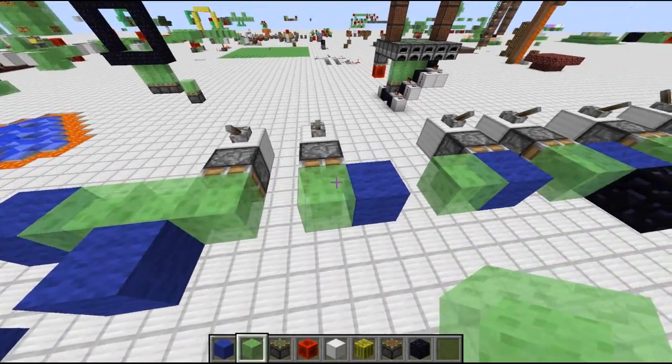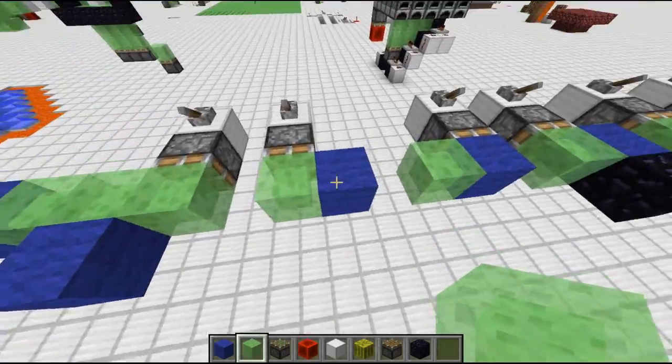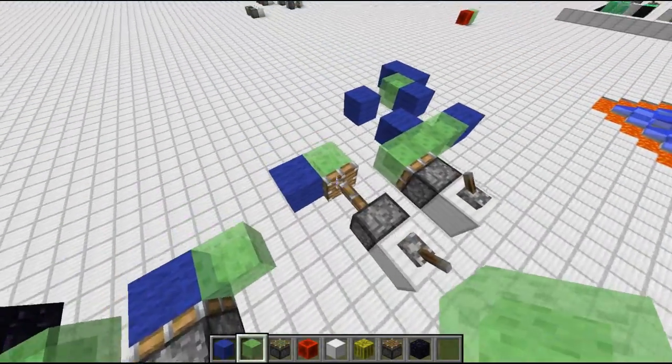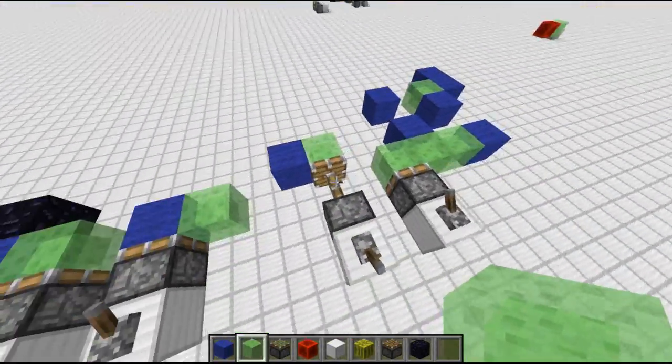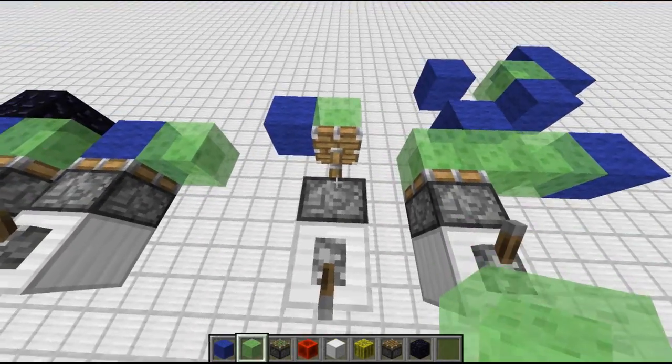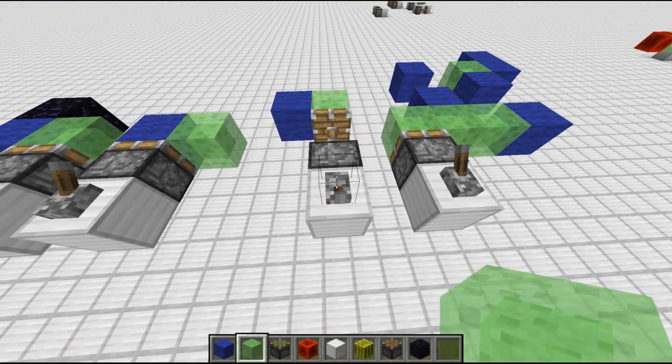So at first we got a slime block here and a block next to it, and if I extend it with a piston, the block gets moved as well. So the moving slime block looks for blocks around it, and then takes them with it.